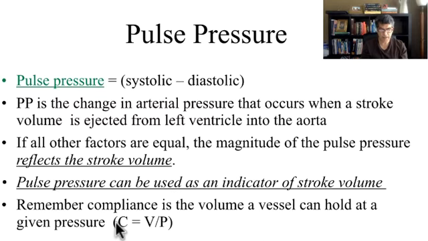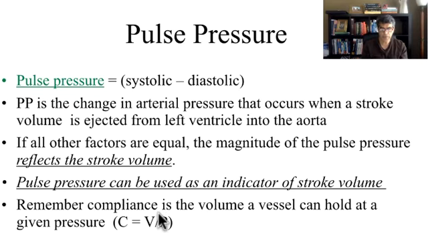Remember about compliance? Remember compliance was equal to V divided by P? Assuming the compliance of the aorta is constant, the more volume you put inside the aorta, the higher your pressure is going to go. Therefore, I say pulse pressure is going to change for two reasons: either the amount of volume I'm putting inside the aorta changes, or the compliance changes. If the compliance of the aorta goes down, by any small amount of volume, the pressure is going to increase. So in a normal person, the pulse pressure should be around 60.